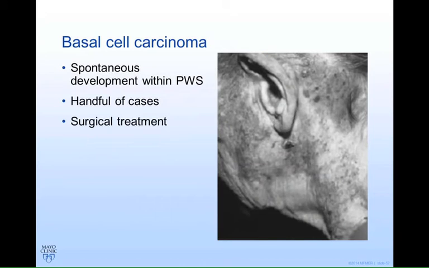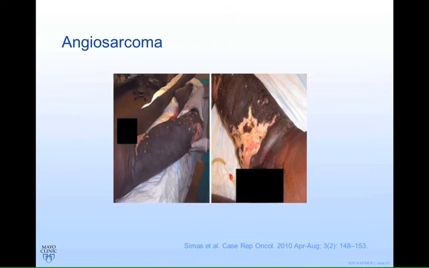And then another kind of blurry old picture, but basal cell carcinomas have spontaneously developed within port wine stains and birthmarks in the past. These are just a handful of cases, and really more standard surgical treatment for those. And then more recently, angiosarcoma has been reported.